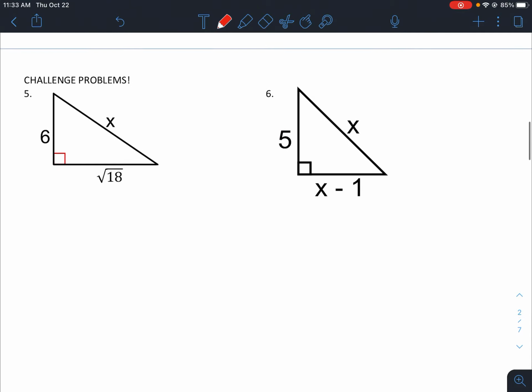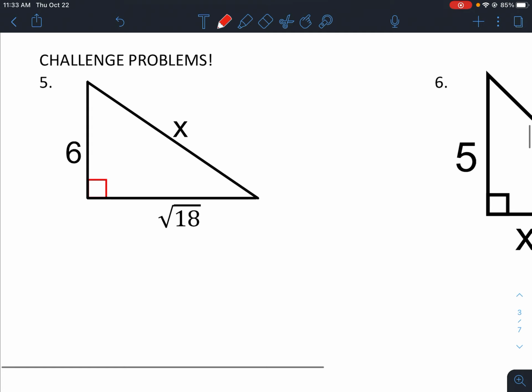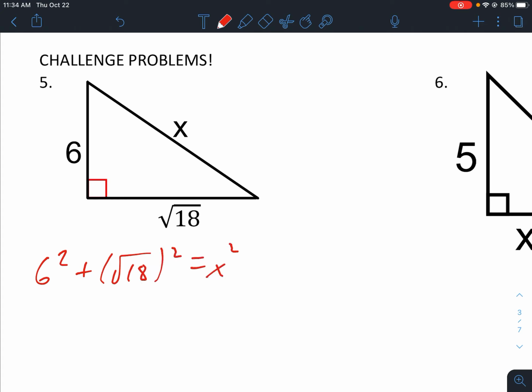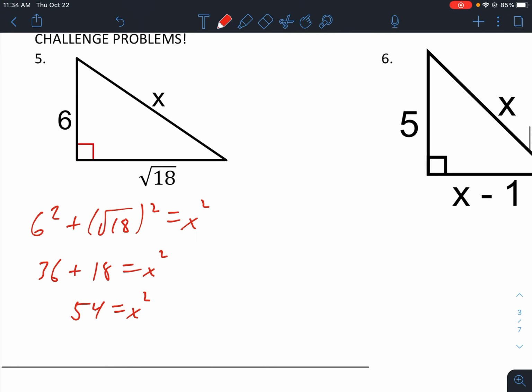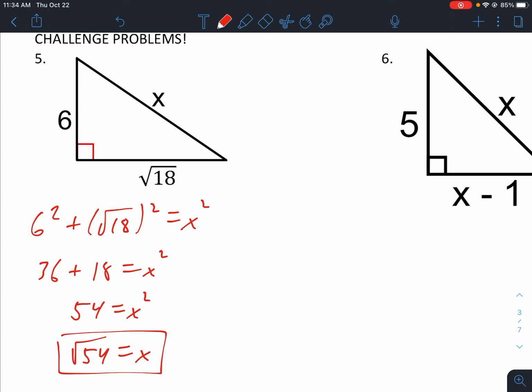Next slide, these will get a little bit tougher, so let's take a look at number 5. x is the hypotenuse, so make sure x goes by itself. So 6 squared plus root 18 squared equals x squared. 6 squared is 36, root 18 squared is 18, because the root and the square cancel out. 36 plus 18 is 54. Take the square root of both sides, you should get root 54. So x equals the square root of 54. If you are into simplifying radicals, that would be 3 root 6 as our answer for that one.